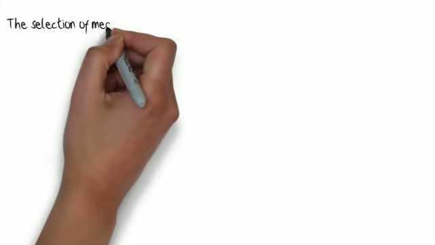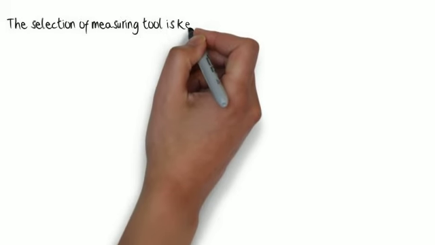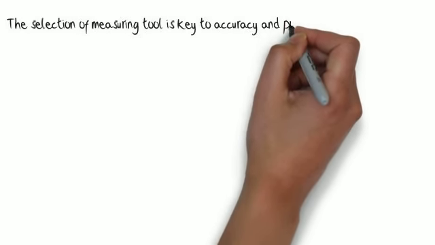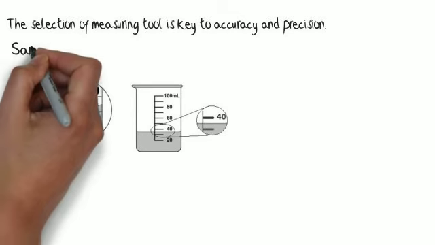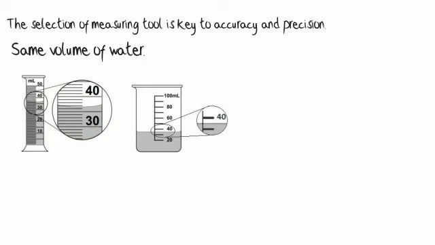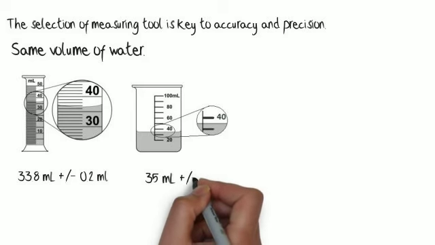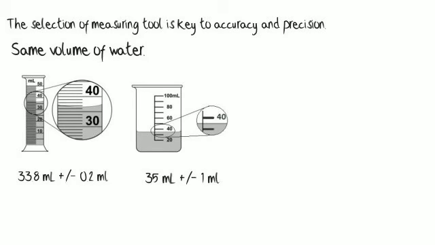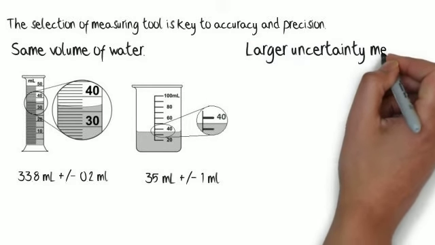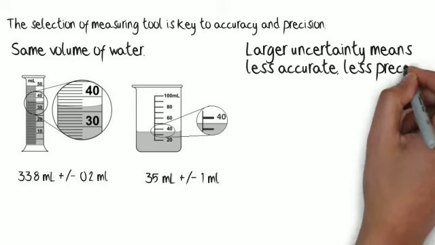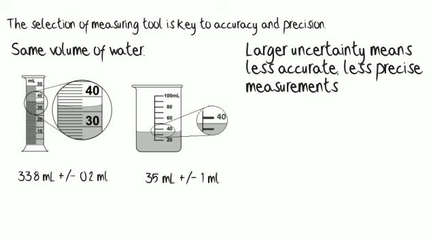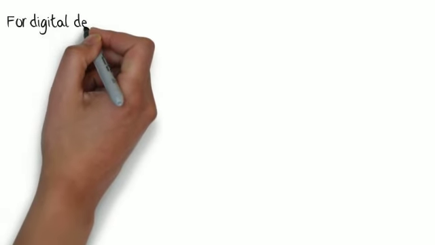What that means is that the selection of the measuring tool is key to both the accuracy of your measurement and your precision. We have here a picture of the same volume of liquid in two different measuring tools, a graduated cylinder and a beaker. The first one would measure 33.8 milliliters plus or minus 0.2 milliliters. The smallest division is 2 milliliters, so 1/10 of that is 0.2. Whereas the second one is 35 milliliters plus or minus 1 milliliter. So the larger the uncertainty, the less accurate and less precise.